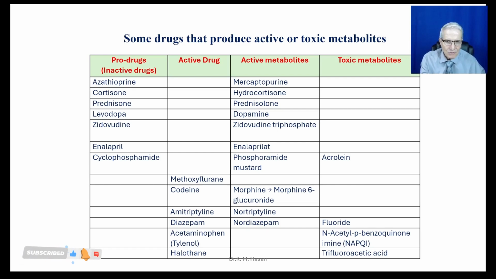Another important example is diazepam. This belongs to the benzodiazepine group of medication. Diazepam is an active medication, and the liver will still metabolize diazepam to nordiazepam. Okay, this is the second case.